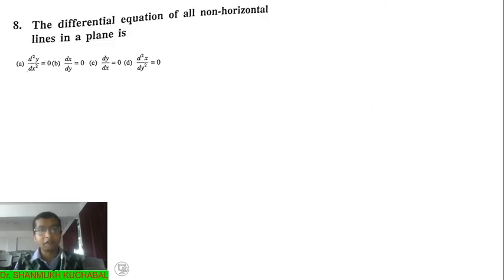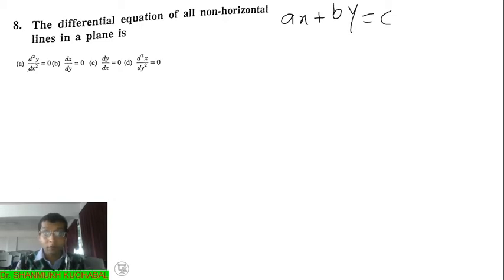Next, the differential equation of all non-horizontal lines in a plane is. So the equation of a family of non-horizontal lines in a plane is given by the expression, you have to remember, it is ax plus by equal to c. Then further we have to find the corresponding differential equation, that is, we have to remove the arbitrary constants, that is a, b and c here. So for that we will differentiate.